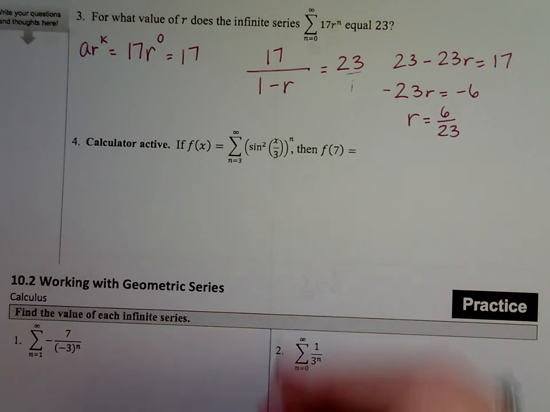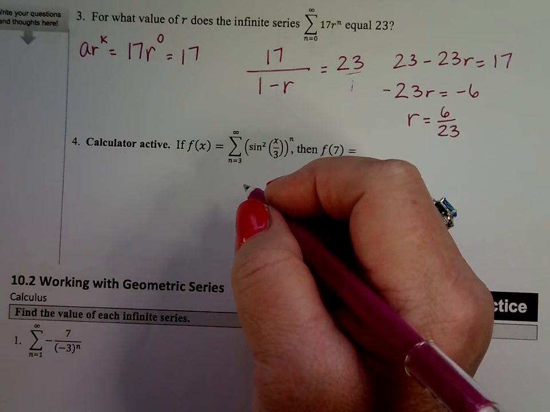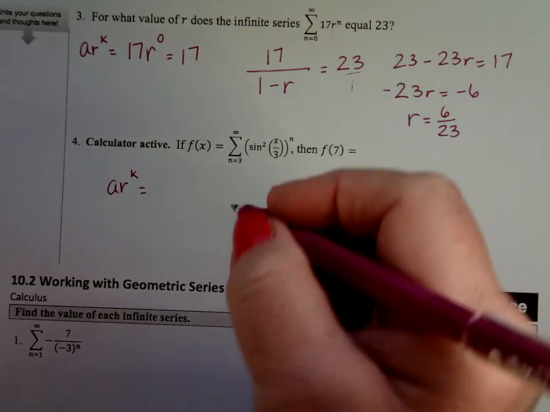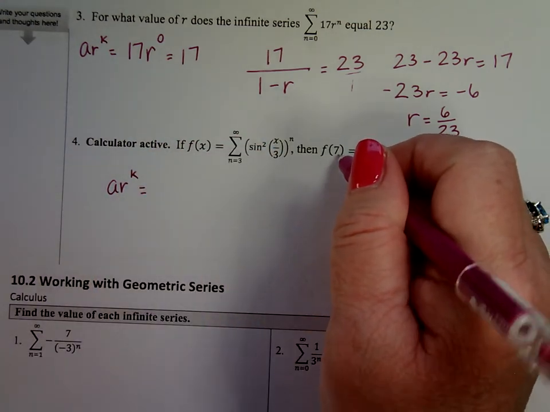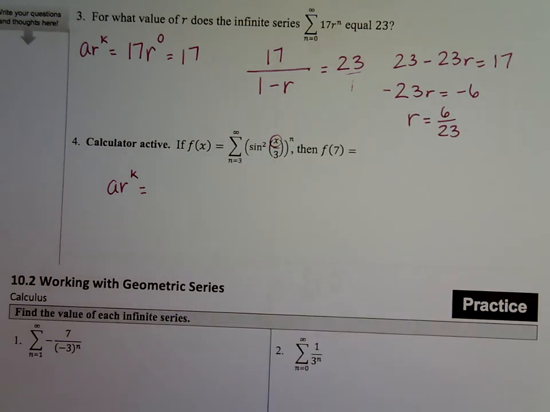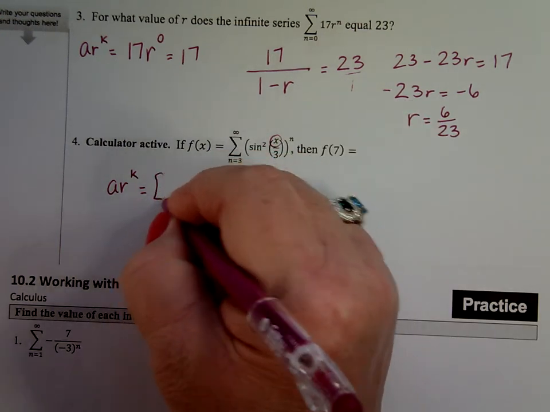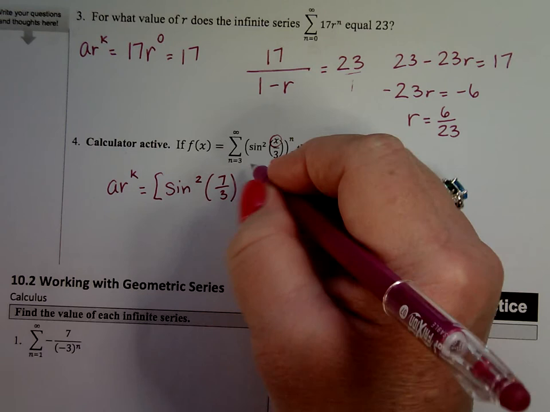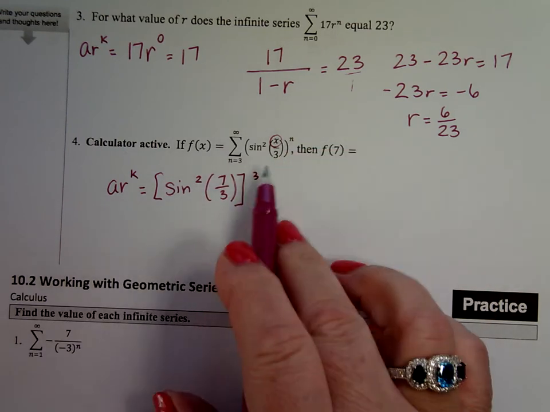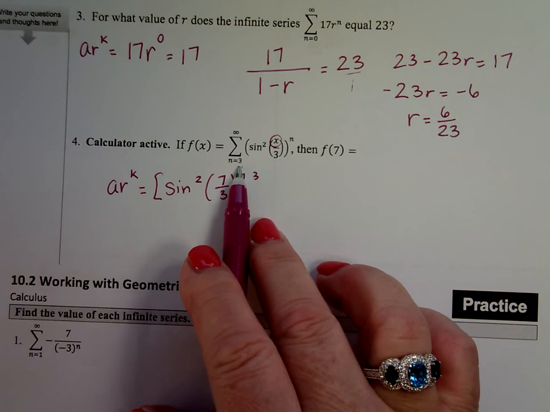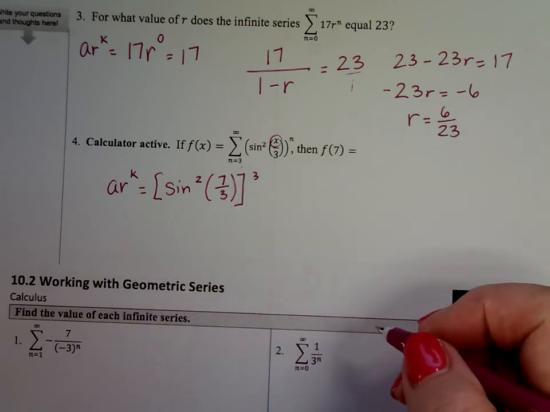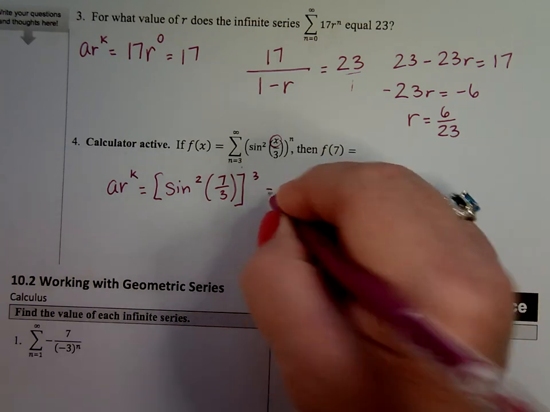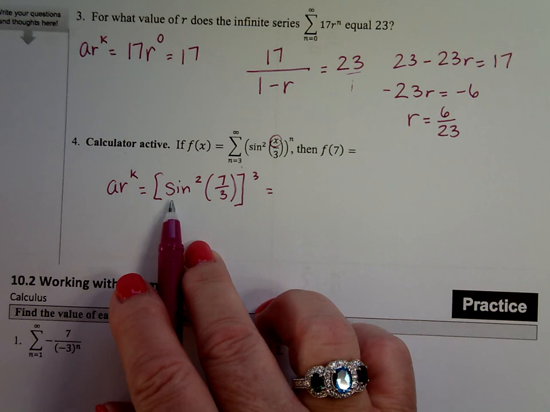All right, let's figure this out. I need to know what ar to the k is. First term. I know that my x value is 7, so that's going to be plugged in right here. So that's going to give me the sine squared of 7/3, and I need to then cube that because the beginning term is a 3 this time is my first term. And so I go to my calculator, and you're going to put this right into your calculator, make sure that you're in the radian mode.